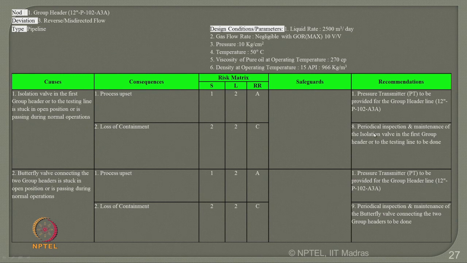If you give any new recommendation, it gets a new number, because it is periodic inspection of the butterfly valve, whereas the periodic inspection gets a different number if it is adapted to the group gathering header. So, whatever recommendations you state, they all will be converted into a specific number, and this can be reiterated so that you can know what are the recommendations given for the plant.